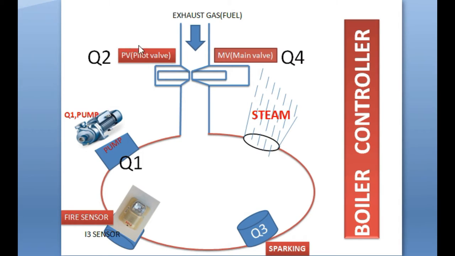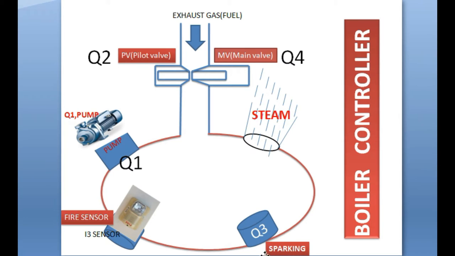Initially this filler valve, Q2, will be on. That means it lets in your fuel or existing gas. And this is your pump. The first time, this pump will be on because much more water is needed here. That water is turned to steam at 100 or 200 degrees Celsius. So with adjusting gas, Q1 is on first, meaning the pump is initially on. Then Q2 will be on, and the third output, Q3, is sparking here.